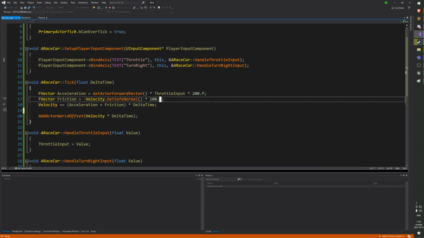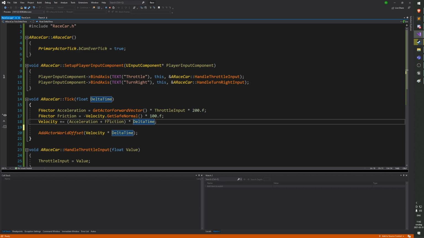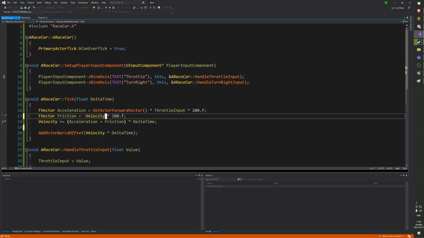So let's implement this other friction model that I called wet friction, but I don't think it's called that at all. But the cool friction, there we go. We'll call it that. We're doing cool friction. Since friction in this case is going to be relative to the speed, we're actually going to remove this get safe normal here. Our friction is minus velocity times some friction constant.